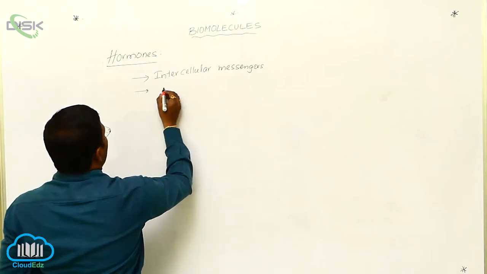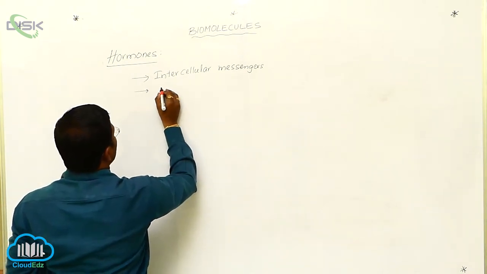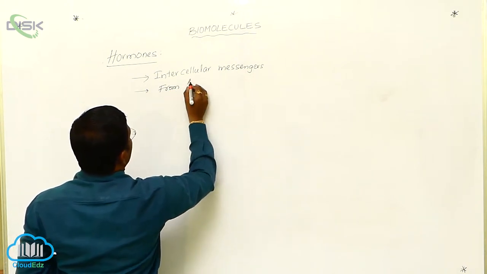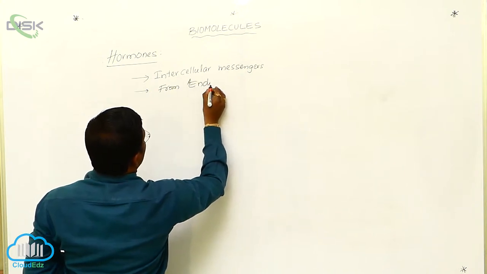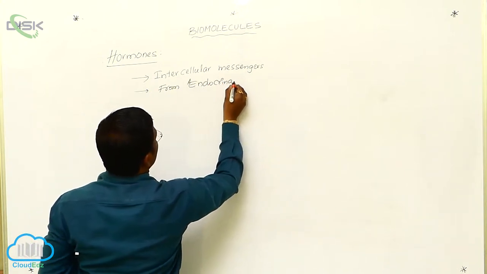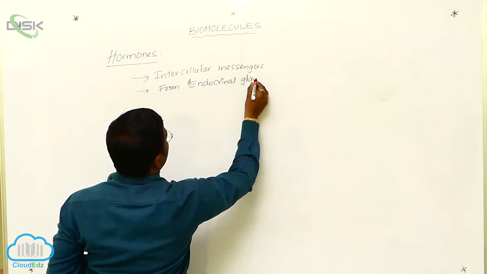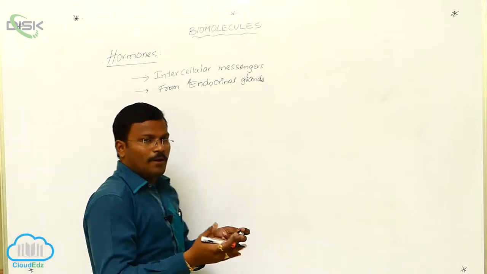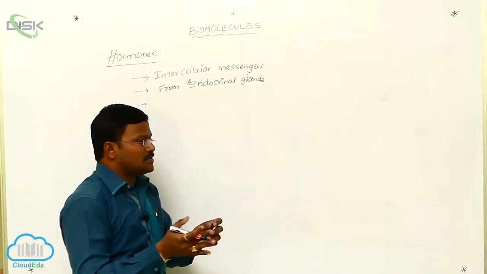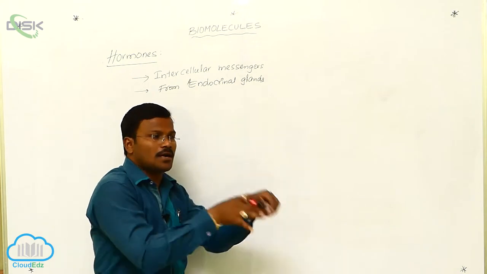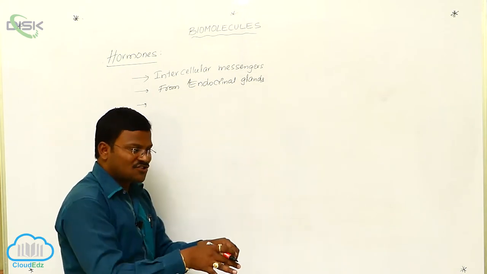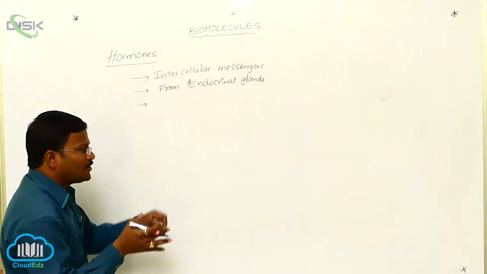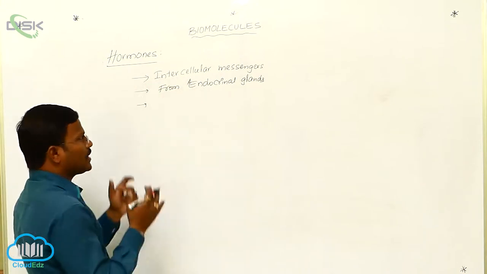Actually, hormones are released from endocrinal glands. After their release from endocrinal glands, they immediately enter into the bloodstream. So the hormones that entered the bloodstream are carried towards the affected cells or required cells.